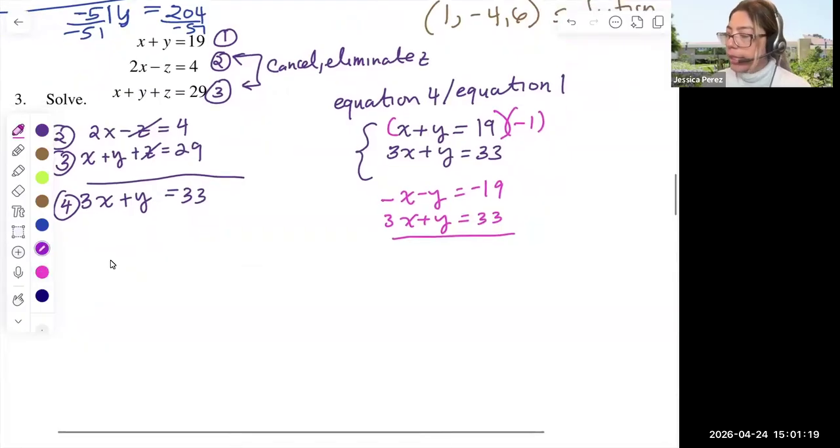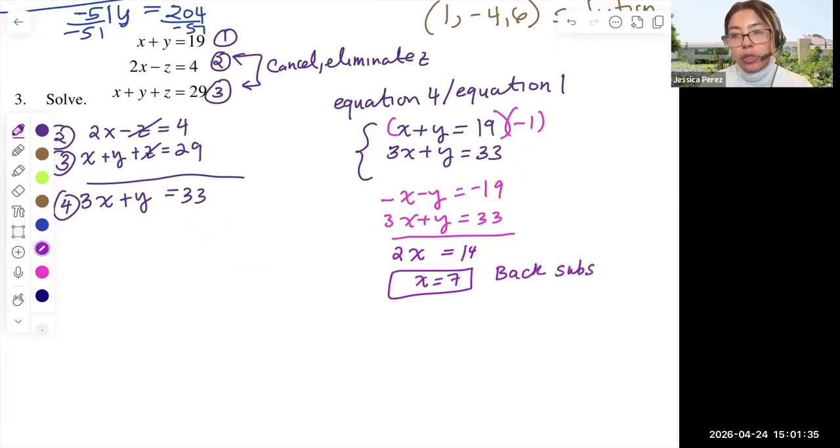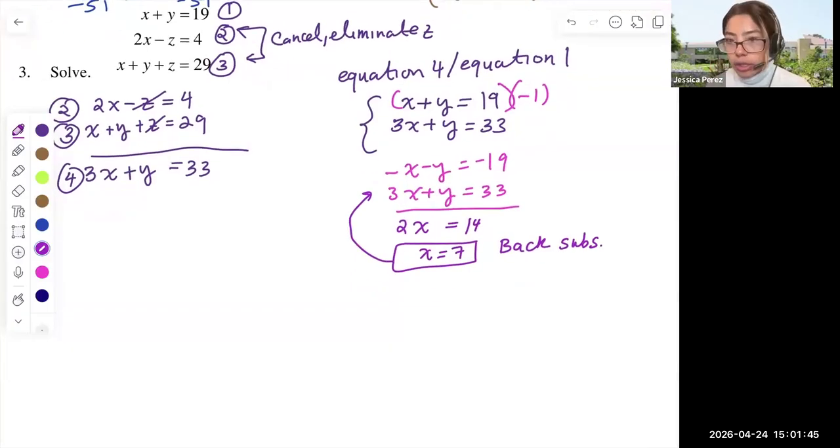I'm going to go ahead and combine like terms. I'm going to get 2x is equal to, if I have 33 minus 19, that gives me 14. So I solve for x and I get 7. So then, once I solve for one variable, I need to back substitute. When I back substitute, I'm going to substitute it in either equation 4 or equation 1. I'm going to plug it in into equation 1. So I have x plus y equal 19. So then I have 7 plus y equal 19.